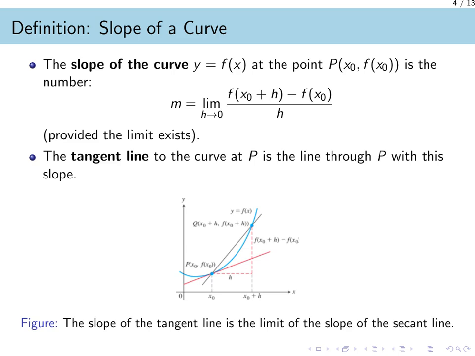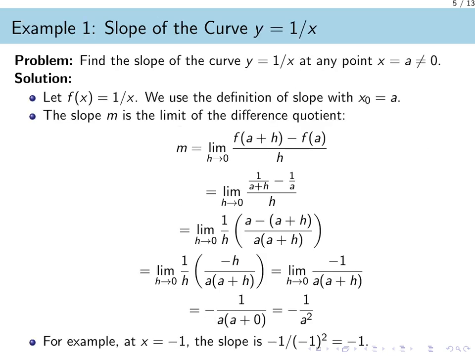Once we have this number for the slope, the tangent line is simply the line that goes through our point P with that exact slope. The key idea to remember is that the slope of a tangent line is the limit of the slopes of the secant lines. Let us use our limit definition to find a general formula for the slope of the curve y equals 1 over x at any point a.